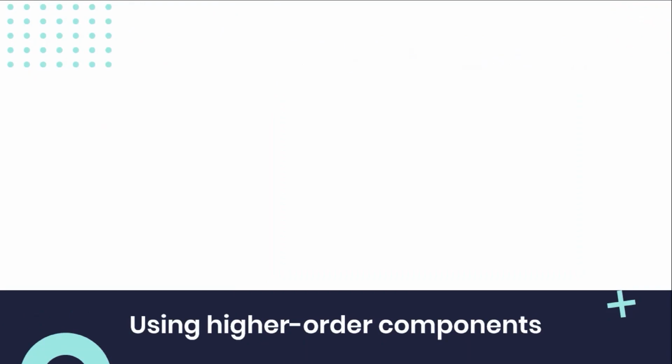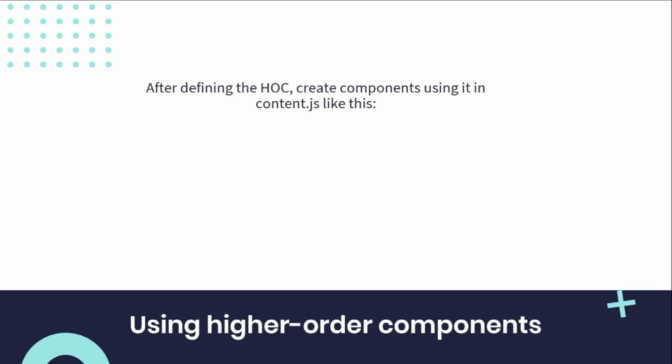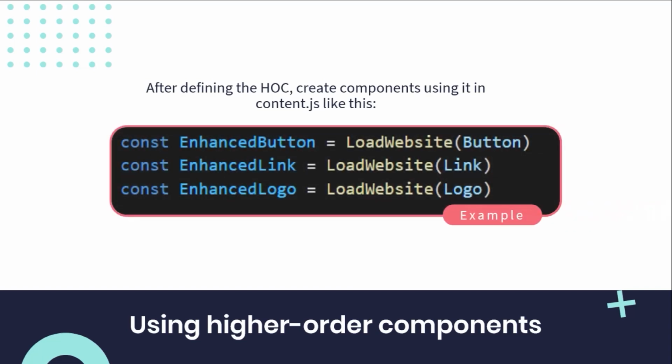Okay, so now that we've chatted about display name in JSX and React, let's take a look at how to use higher order components. Let's go back to content.js, where we're using load website. After defining the HOC, we need to create components using it in content.js, like this. Now we have to implement the three components, button, link, and logo, to reuse the code with the HOC pattern.